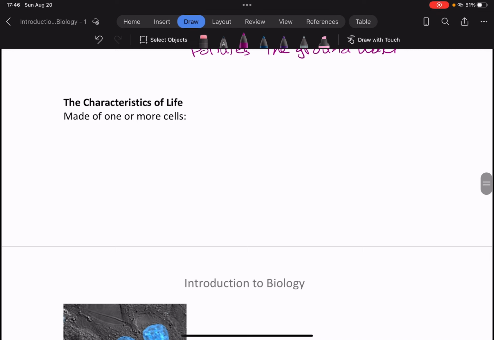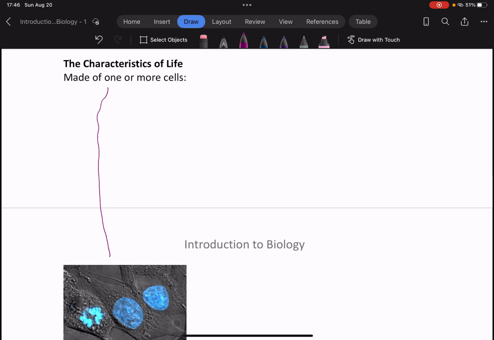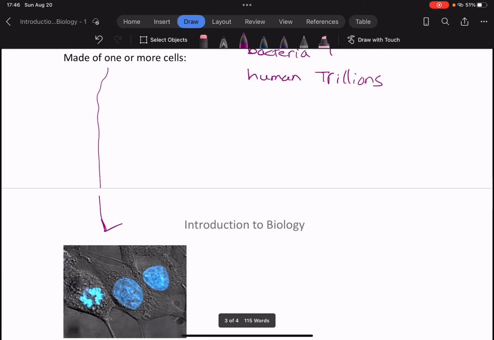So generally a characteristic is that they're made of one or more cells. Okay, so if you look at the picture below, I do apologize about that. But those cells, there's 3 cells, that is a living organism. So you can have them as single cell like a bacteria, which has 1, or you can go to as many as a human, which has trillions of cells. And we'll talk more about the cells later, but they have 1 or more cells from 1 to trillions.